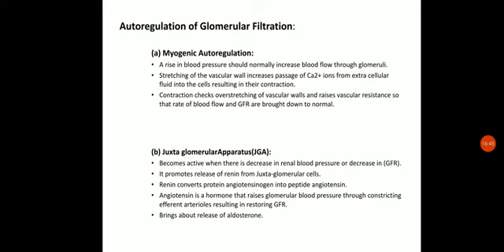So what will happen when this renin is released? It will convert angiotensinogen into angiotensin. This angiotensin will now constrict the efferent arterioles, due to which the blood will be flowing under high pressure, and it will be restoring the GFR.